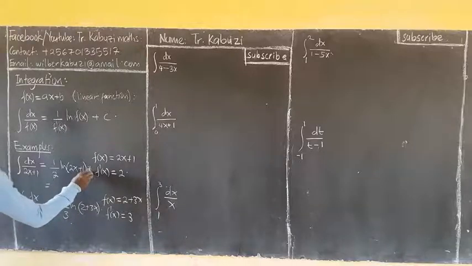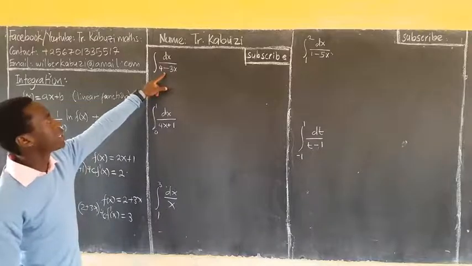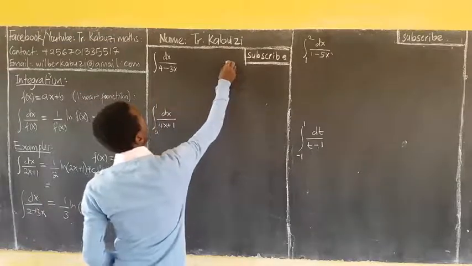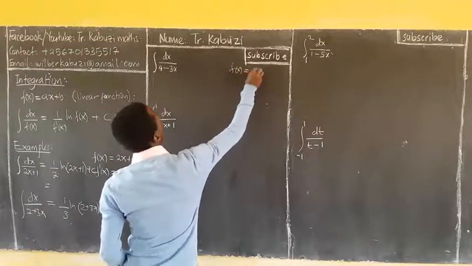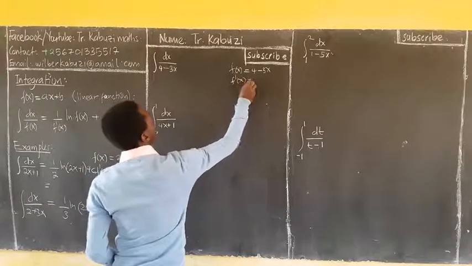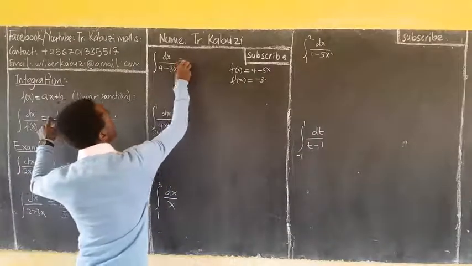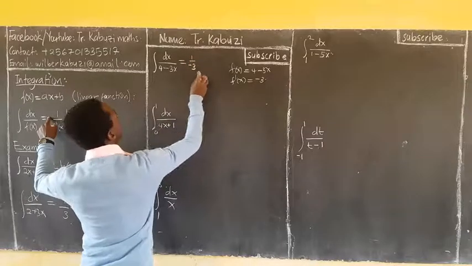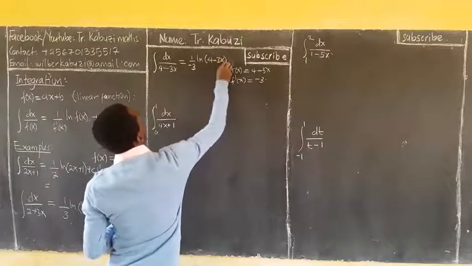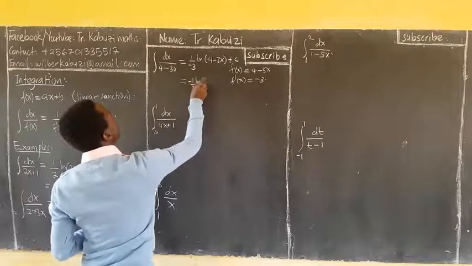Why? Because we don't have limits. Like this one also is an indefinite integral, we don't have limits. So now my f of x is 4 minus 3x. When you differentiate the 4, we get 0. When you differentiate the negative 3x, we get negative 3. So this will be 1 over negative 3, then natural log of this function 4 minus 3x, plus c.